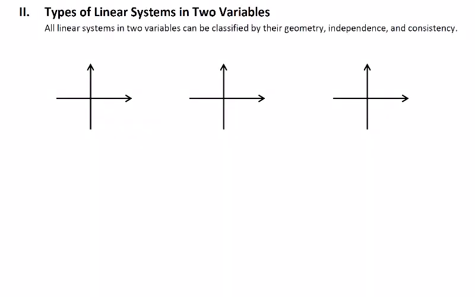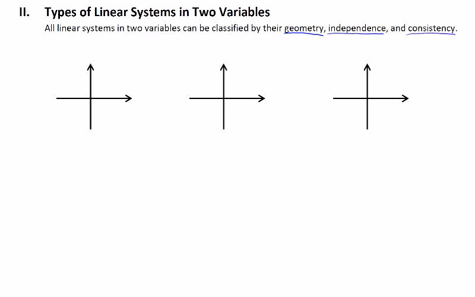In part 2 of section 8, we're going to be looking into a concept called types of linear systems. And what's going to be the driving force behind this is the idea of how many solutions could there possibly be for a linear system of equations. And there are three ways that we can classify a linear system. We can do it geometrically, we can do this by its independence, and we can do this by its consistency.